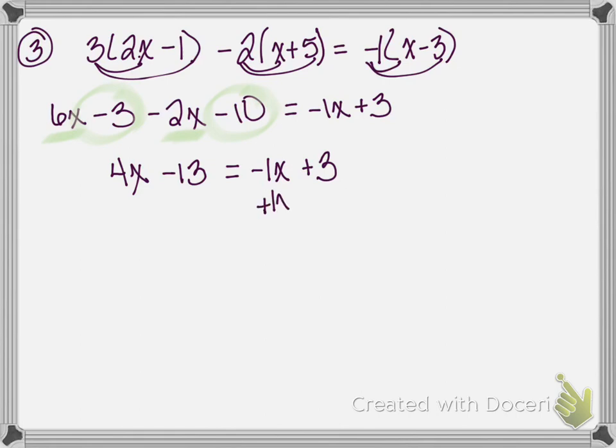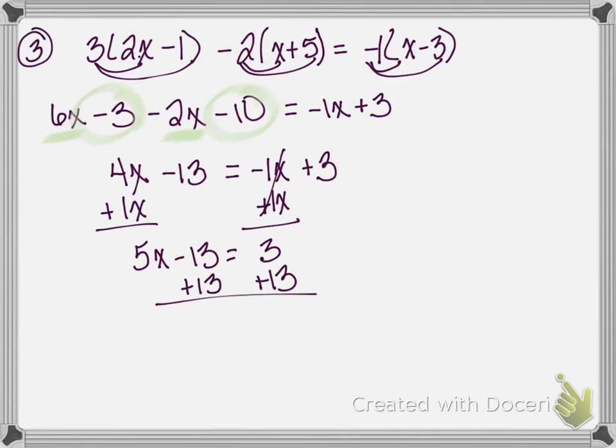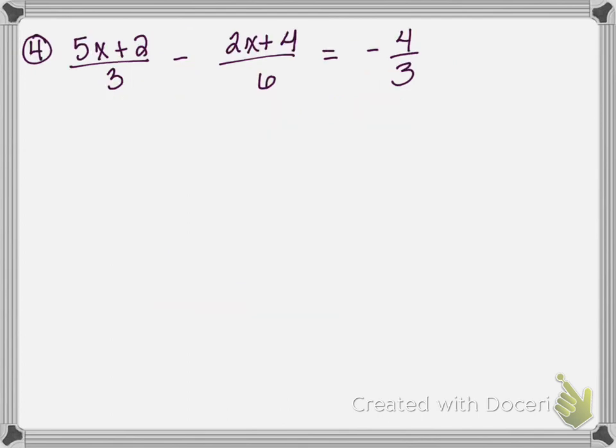Now I am going to add 1x to both sides. I'm left with 5x minus 13 equals 3. I add 13 to both sides. I have 5x equals 16. So my final answer here is x equals 16 over 5. That's my final answer for number 3. So let's move on to number 4.